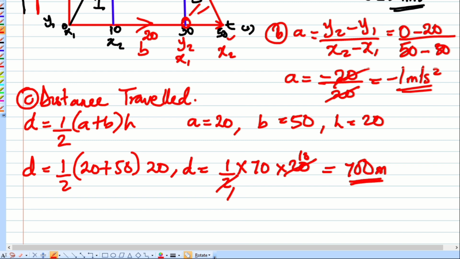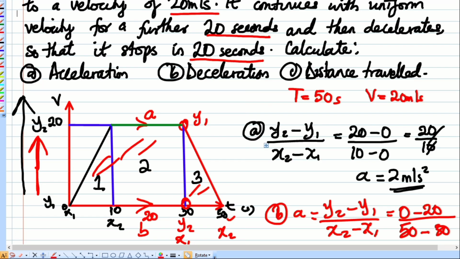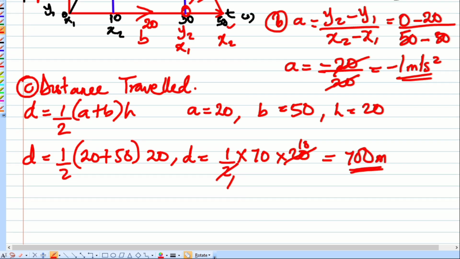But just in case you want to break it down, we're going to break it down this way. For this first journey, represented with 1, the area will be the area of a triangle, which is half base times height. The base is from 0 to 10, so the base is 10, the height is 20. So let's calculate D1, which is half times base 10 times height 20. If we cancel out, we have 10 times 10, which is 100 meters.